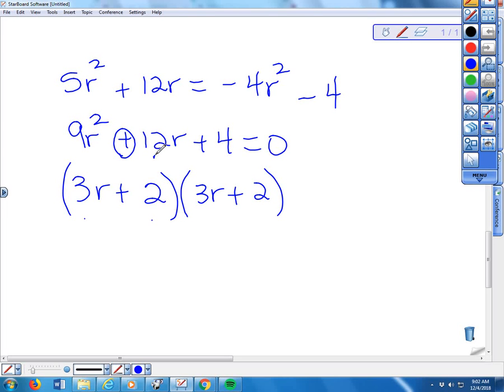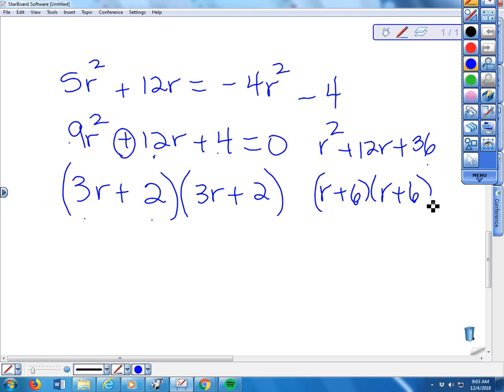If I use the bottoms-up, 9 times 4 is 36. To factor that, I'm looking for factors of 36 that add up to 12. But I'm not done yet. Now I've got to divide by what I originally multiplied by and simplify.